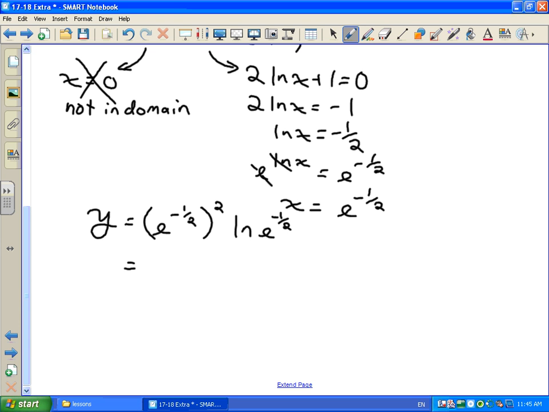So what do we get here? Well, let's see. e to the -1/2 squared is just going to be e to the -1 times, I can bring down that 1/2. I get 1/2 ln e, but ln of e is just 1. So I end up with -1 over 2e. And that's my maximum, or my minimum value.